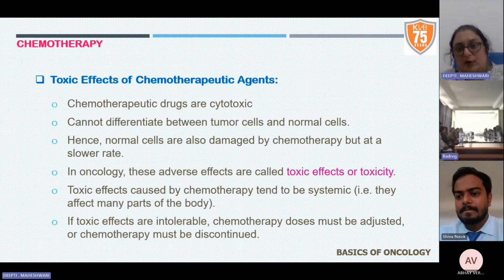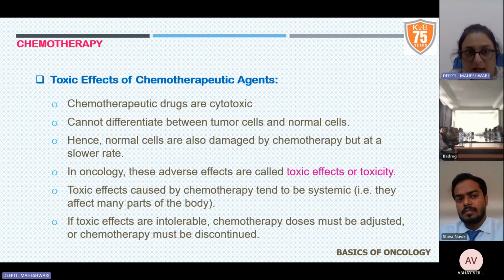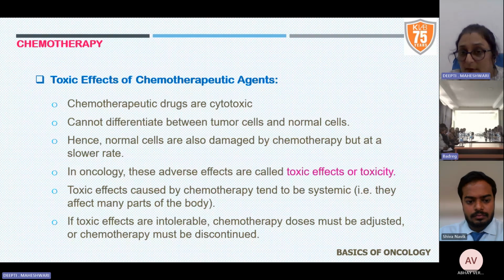Now, I told you that when you get chemotherapeutic drugs, they can also affect the fast multiplying normal cells. So now let us understand the toxic effects of chemotherapeutic agents. Chemotherapeutic drugs are cytotoxic. They can differentiate between tumor cells and normal cells because tumor cells are fast multiplying. Normal cells generally don't multiply very fast, with some exceptions. Hence, normal cells are also damaged by chemotherapy, but at a slower rate.